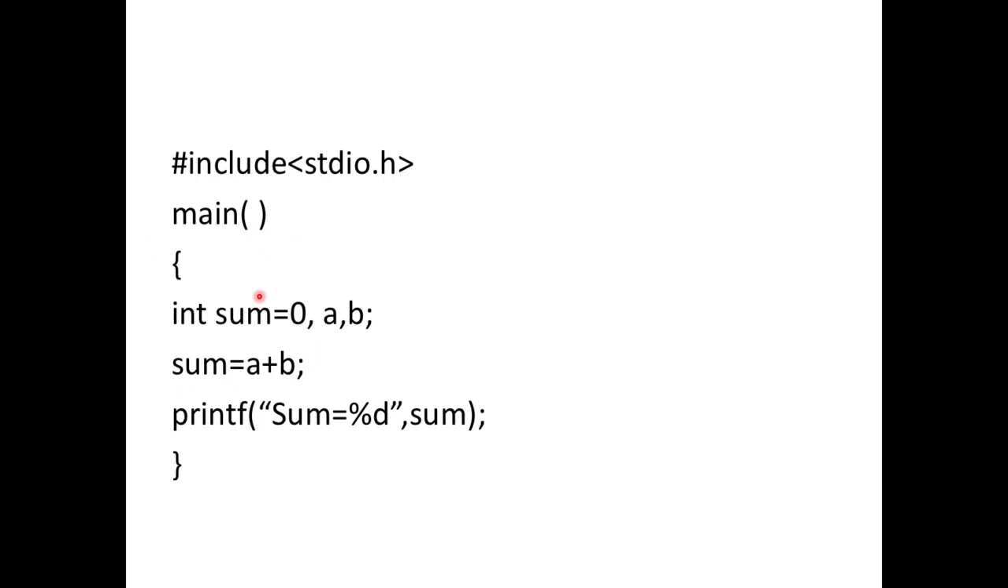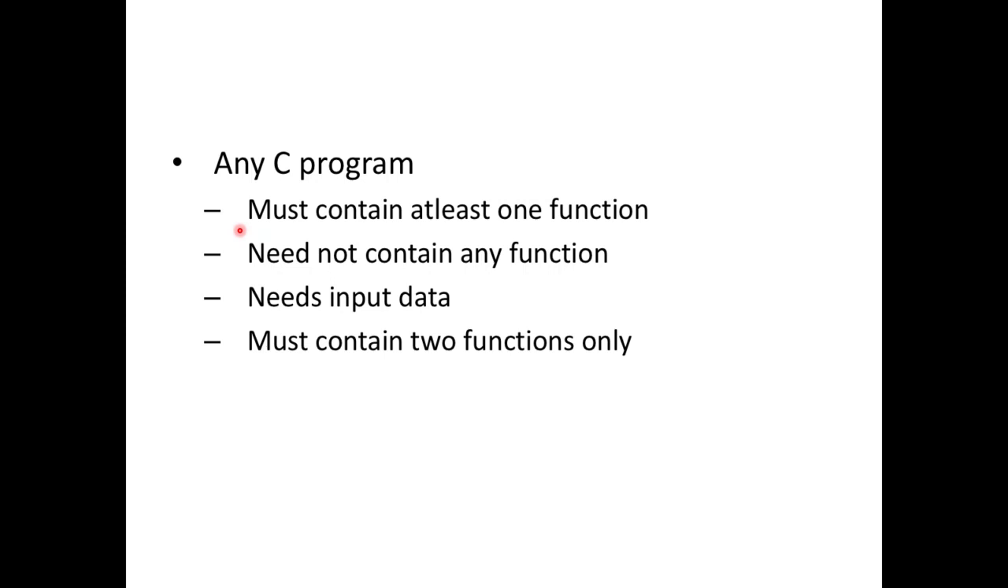Then you want to do some operations like adding two numbers, multiplication, or calculating simple interest, or some other operations, which can be held inside this main function. So you can see that every C program will have at least one function. So what should be the answer? The answer should be: must contain at least one function. So the first one is the right answer.